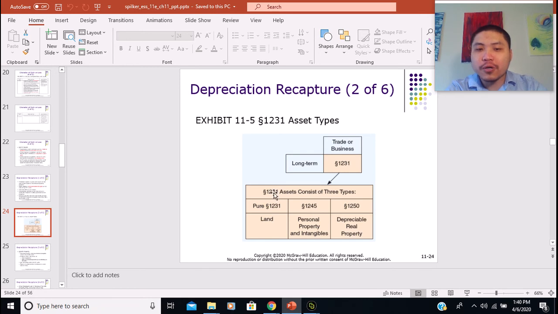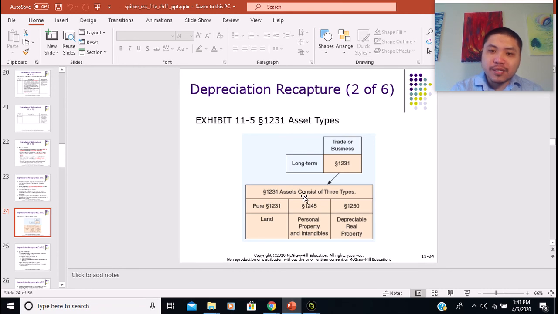So we have pure 1231 asset, which is land, because land doesn't depreciate. Its value doesn't depreciate over time. That's why it's called pure 1231. Any gain or loss generated from selling a piece of land is purely from the appreciation, or purely from the change in the economic value of the land, not from depreciation. So we have the pure 1231 asset, which is land, and then we have section 1245 asset.